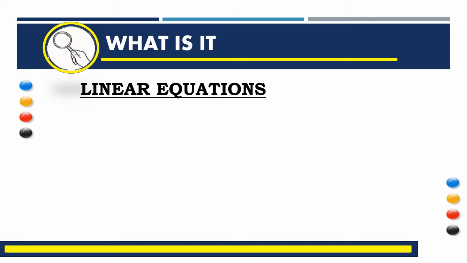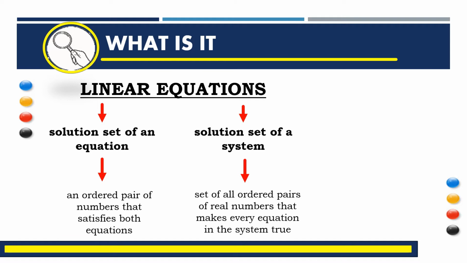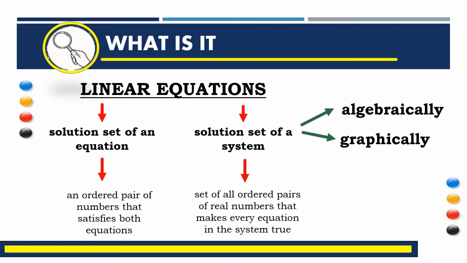So, when talking about linear equations in two variables, the solution set of an equation is an ordered pair of numbers that satisfies the equation. And the solution set of a system of linear equations in two variables is the set of all ordered pairs of real numbers that makes every equation in the system true. The solution of the system of linear equations can be determined algebraically or graphically. And to find the solutions graphically, graph both equations on a Cartesian plane, then find the point of intersection of the graphs, if it exists. The solution to a system of linear equations corresponds to the coordinates of the points of intersection of the graphs of the equations.